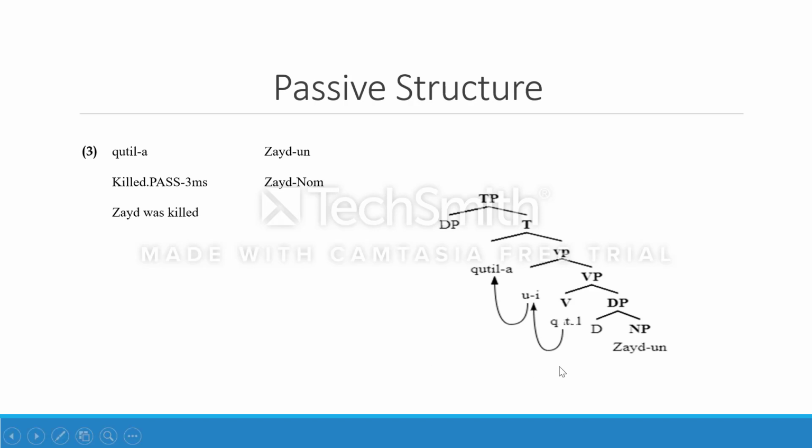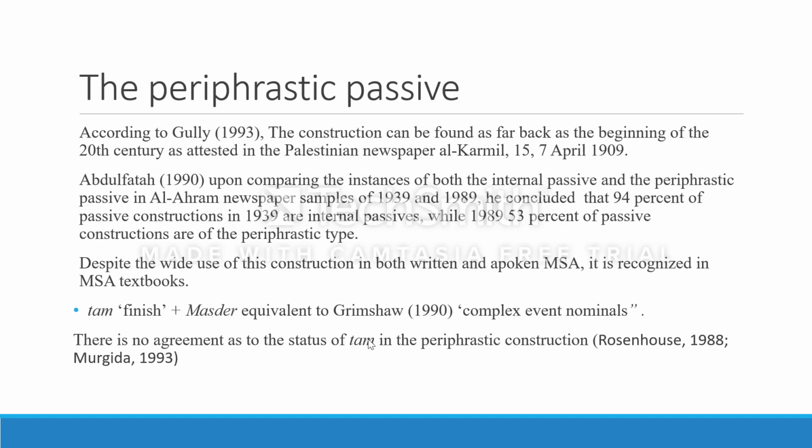According to Gully, the periphrastic passive can be found as far back as the beginning of the 20th century. Many examples of this construction can be found in the Palestinian newspaper Al-Karmal.